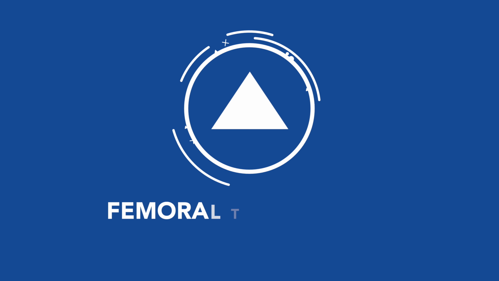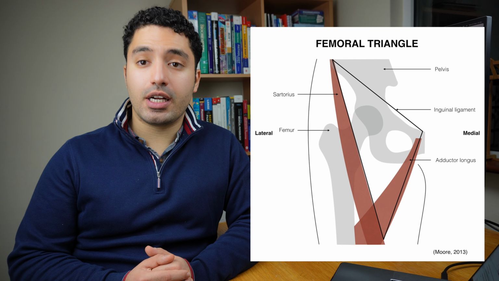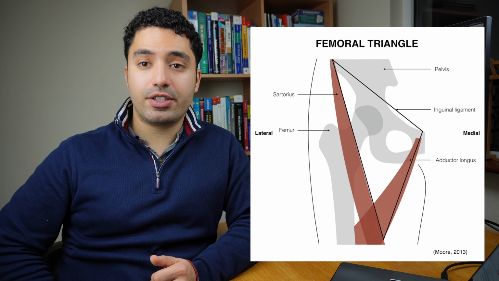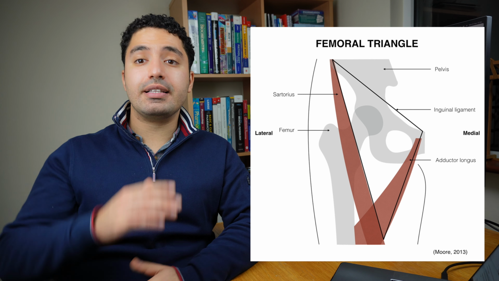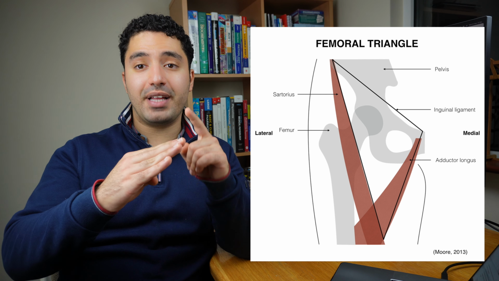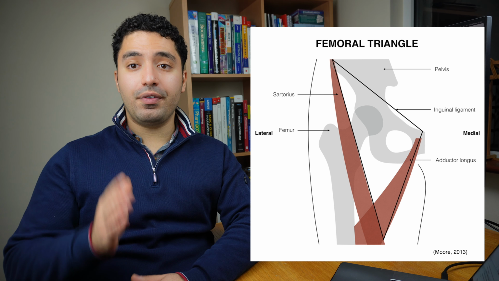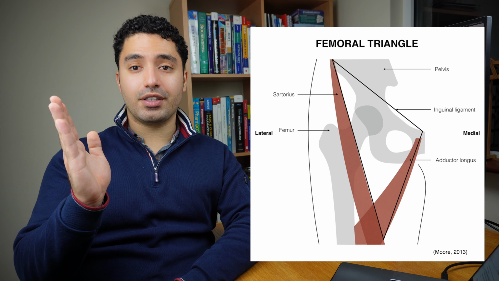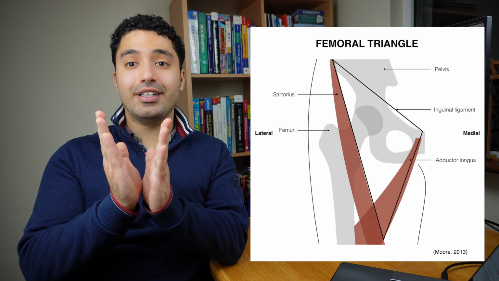Let's move on to the femoral triangle. The femoral triangle is an important anatomical space on the anterior medial surface of the thigh. In terms of its boundaries, the base is the inguinal ligament, which spans from the ASIS to the pubic tubercle. The medial border is the medial margin of the adductor longus, and the lateral border is the medial margin of the sartorius.